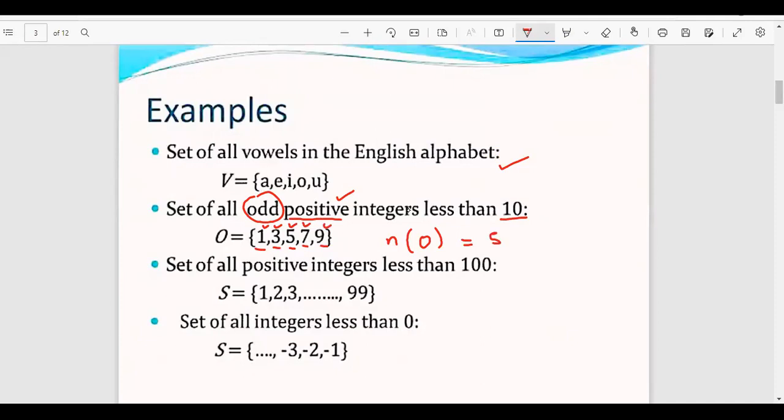Set of all positive integers less than 100. Now it says all positive. It could be even less than 100. So it would be 1, 2, 3, 4, 5, 6, 7, 8, 9, 10, till 100, right? We would be having dot, dot, dot, which means all the numbers between 3 and 99. And this is going to be the set of all the positive integers up to 100.